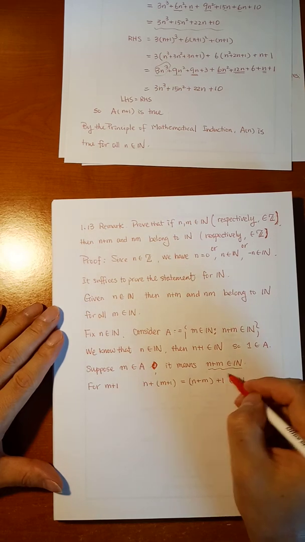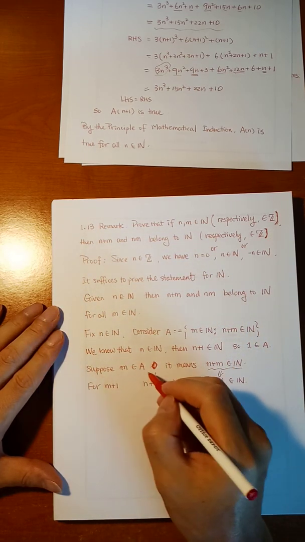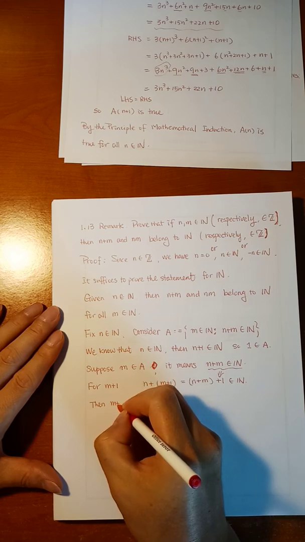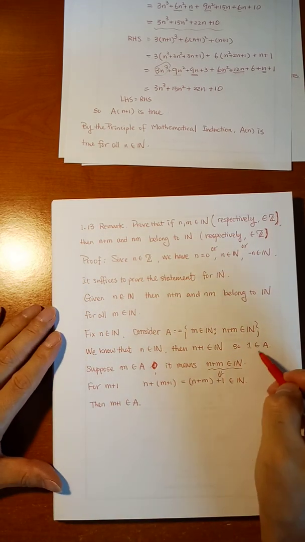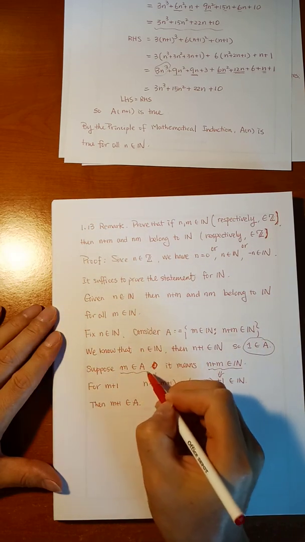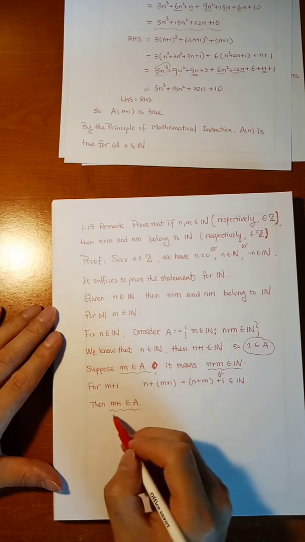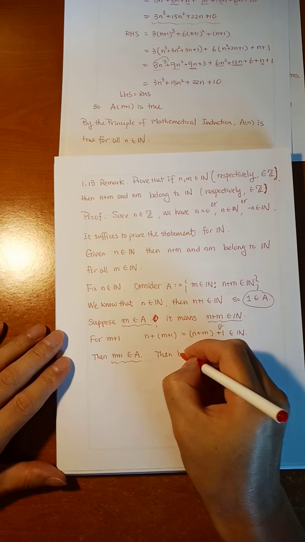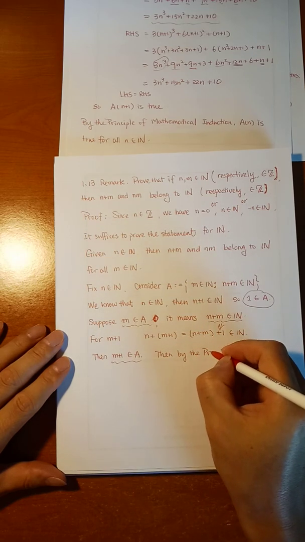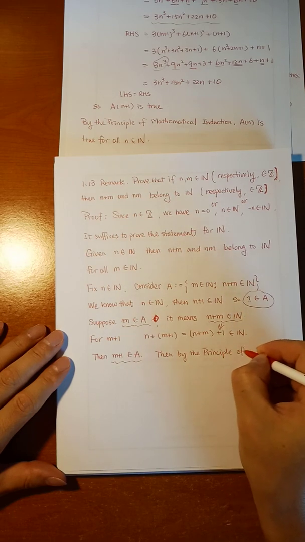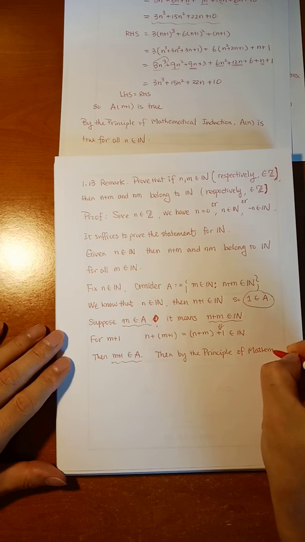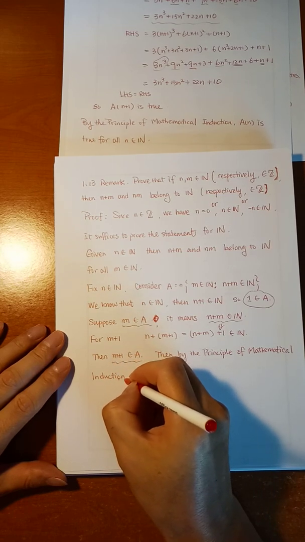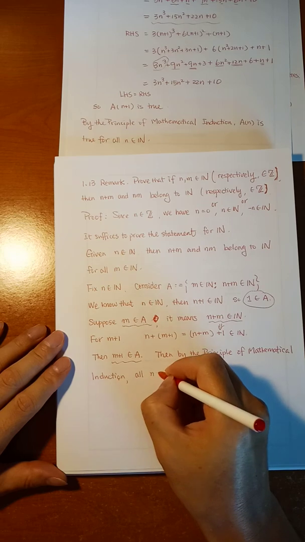So you see here, this time we use the assumption: m belongs to A, then m plus 1 also belongs to A. First, 1 belongs to A. Second, from m belonging to A, we know that m plus 1 belongs to A. Then by the principle of mathematical induction, all of the natural numbers belong to A.